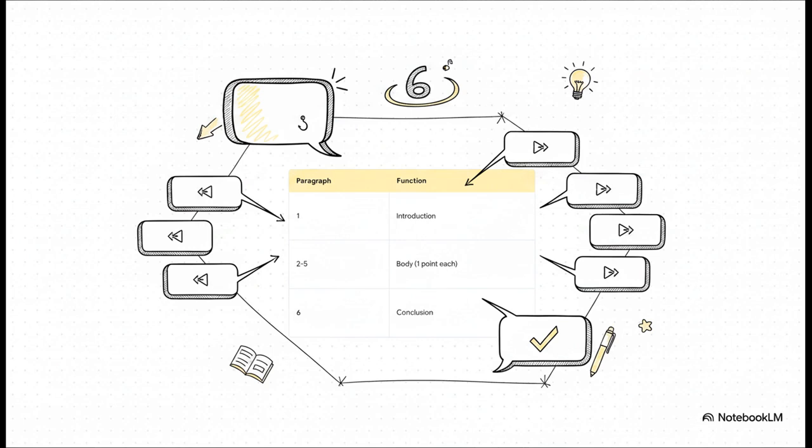Paragraph 1 is your introduction. Its only job is to grab attention. Paragraphs 2 through 5 are your body paragraphs, and each one needs exactly one clear point. Finally, paragraph 6 is your conclusion, where you summarize everything and demand action.